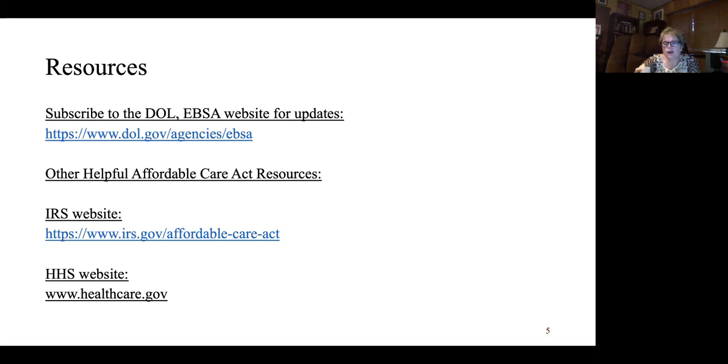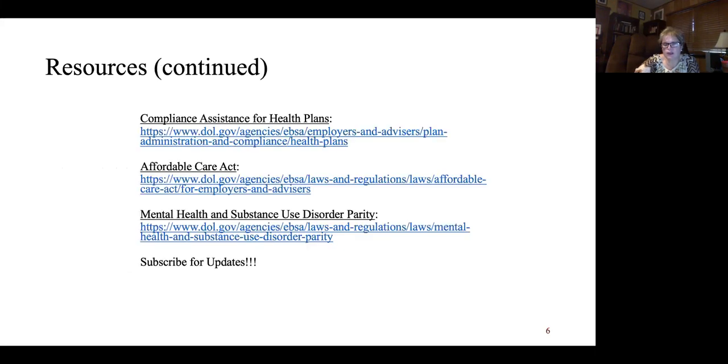There's also, regarding the Affordable Care Act, the Health and Human Services website, which is healthcare.gov for marketplace or exchange plans. Some resources that are available to you. For compliance assistance for health plans, there's a link that you can go to for specific administration information, specifics regarding the Affordable Care Act. We're going to touch on the Affordable Care Act today, but just a little bit. So that is much more specific about the Affordable Care Act.